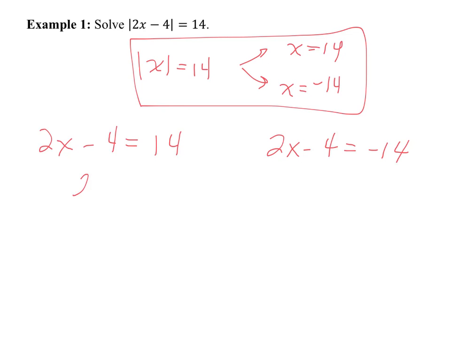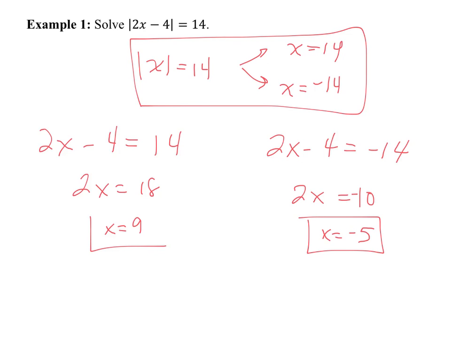Solving on the left, 2x is 18, x is 9. Solving on the right, 2x is negative 10, x is negative 5. So we get two solutions from our absolute value statements.